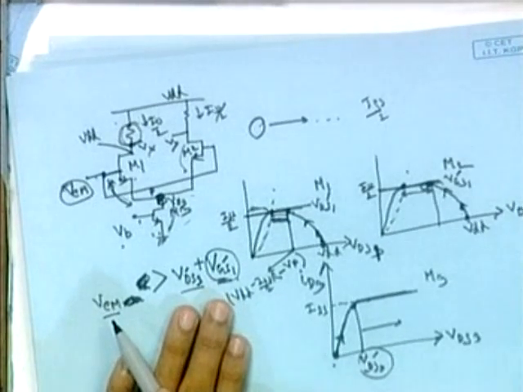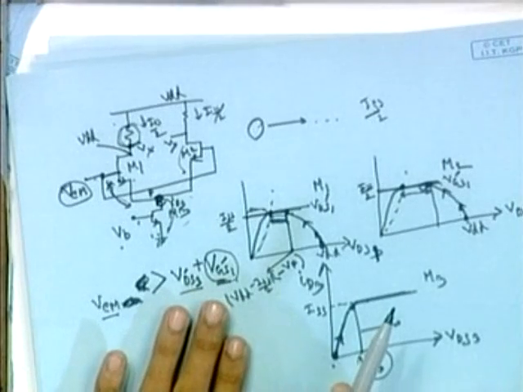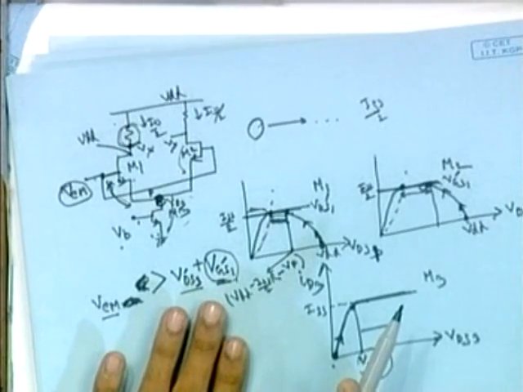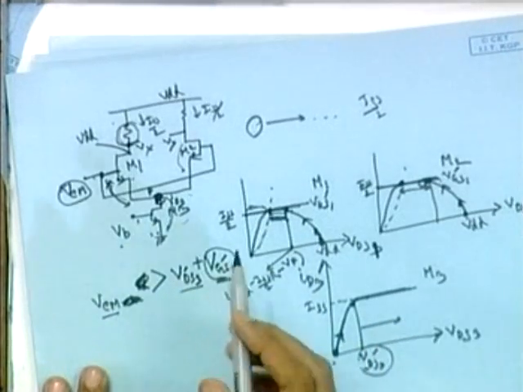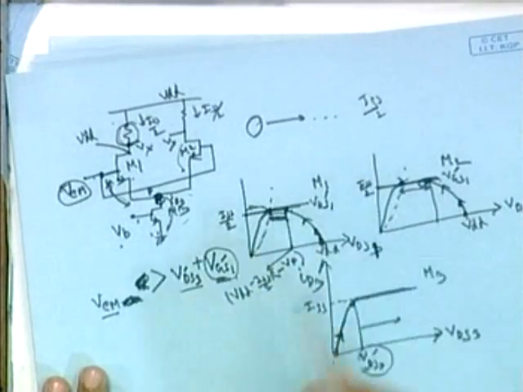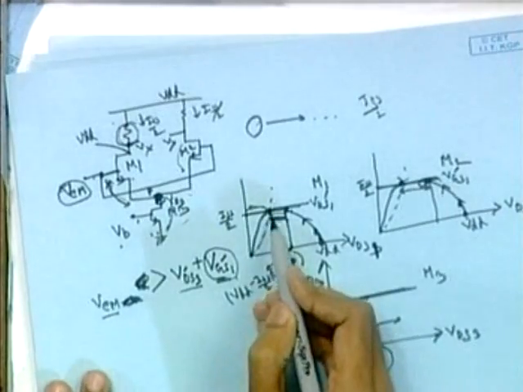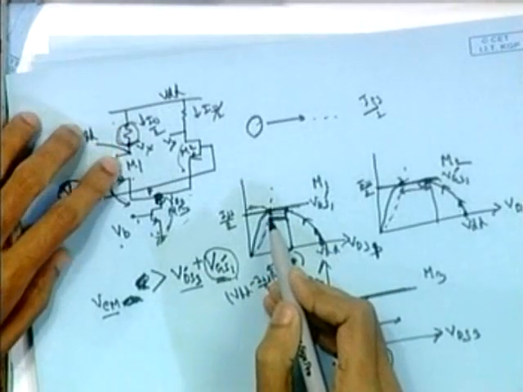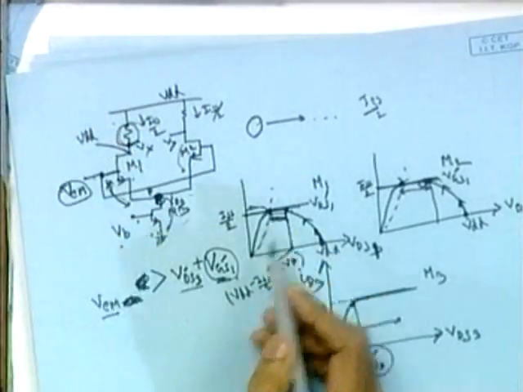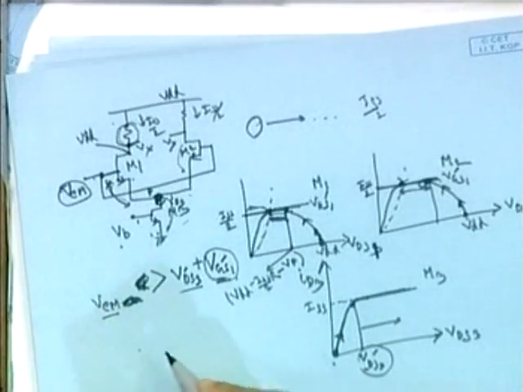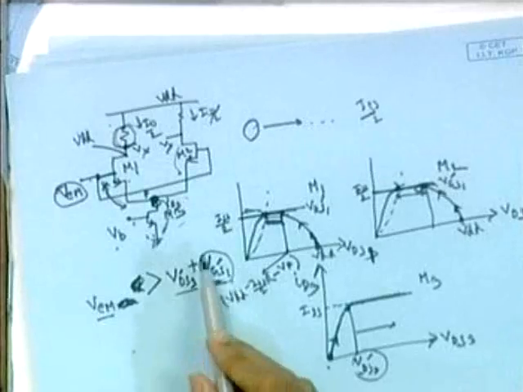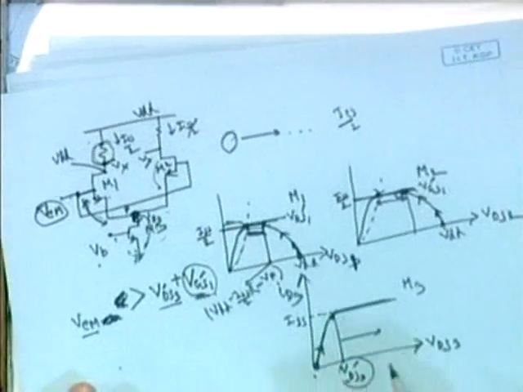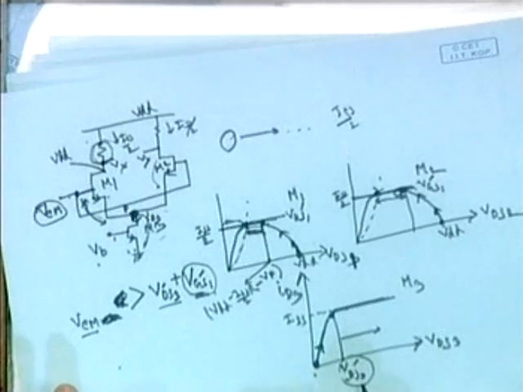Is that clear? Okay. And now consider the upper point. At this point, what is happening? Only ISS by 2 is flowing here and here, both of these currents. Do you have any question? You understood? VDS3, you understood? So it is there.